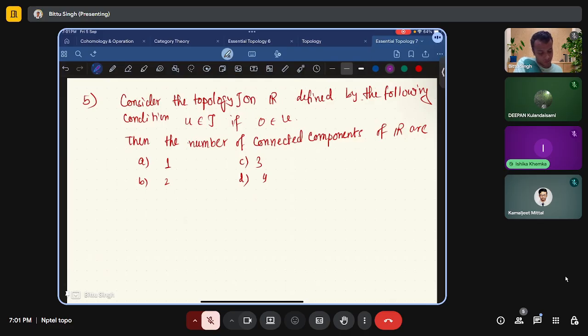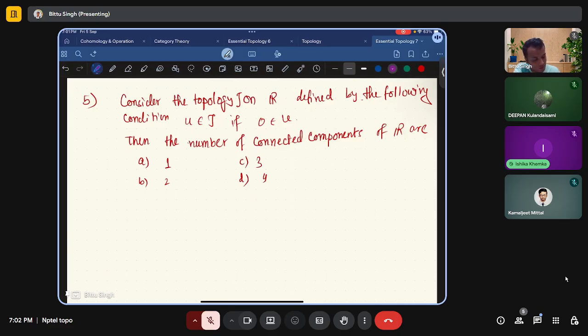Okay. If not, let us see the next question. Here we are considering a topology on R. It is defined by the following. U belongs to tau means a set is said to be open if 0 belongs to U. So in this topology, open sets are given by taking any set which contains 0.